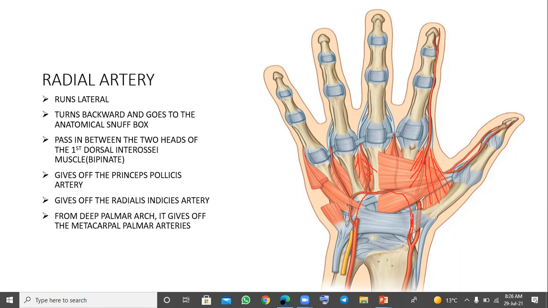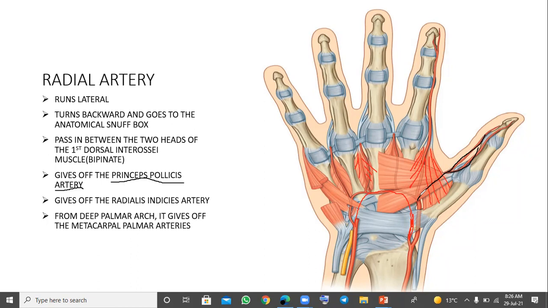So when the radial artery comes to the palmar aspect, it will give off the first branch. I can put it in black. So that's the radial artery, and it will give off that first branch. That will go to supply the thumb, in short. So that branch is known as the princeps pollicis artery. So this one here, princeps pollicis artery. So it will basically supply blood to the thumb.